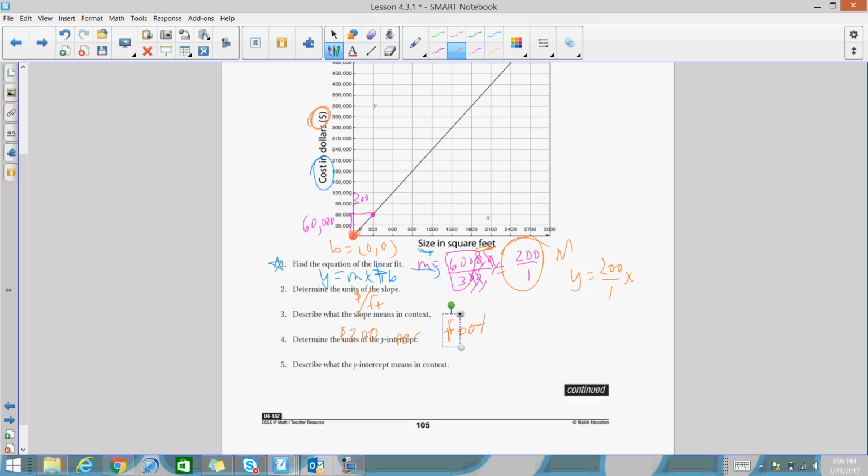Now, your y-intercept, again, is 0, 0. So the units are going to be the same thing, dollars per foot. And the y-intercept means for $0, you get 0 feet of housing. Which makes sense. If you don't own any housing, you don't have to pay anything. Having no house costs no money. That's what that means. So that's what we're doing today.